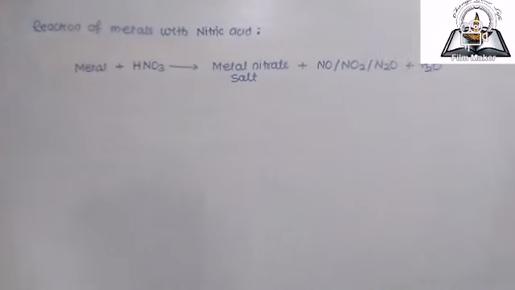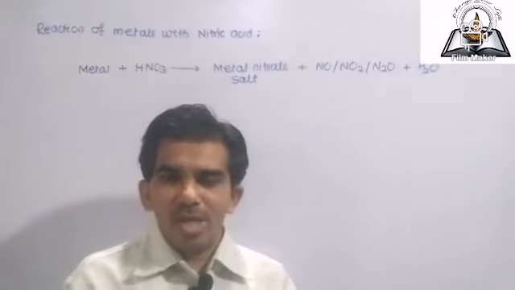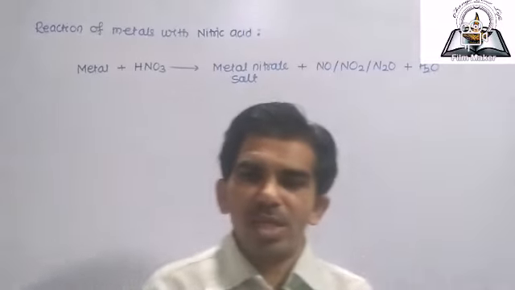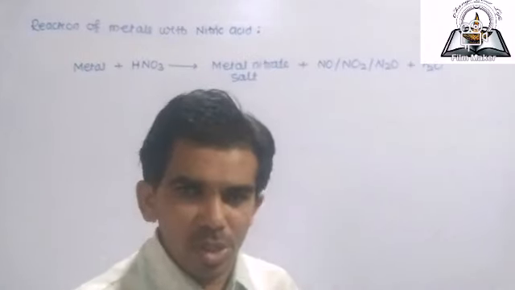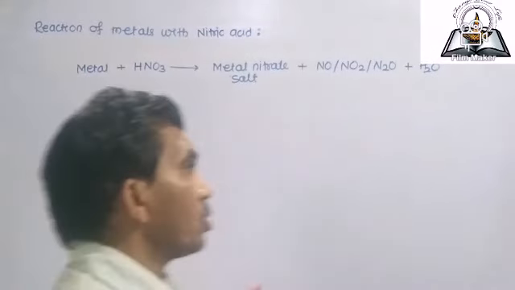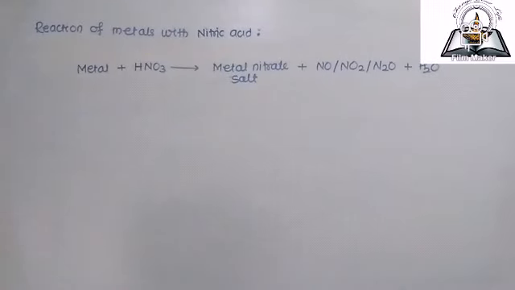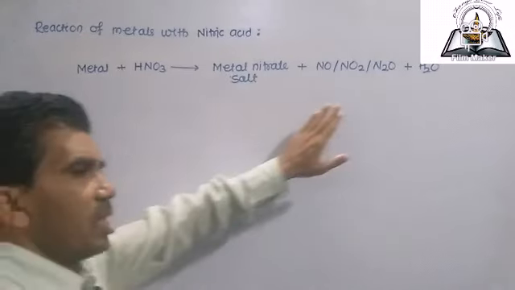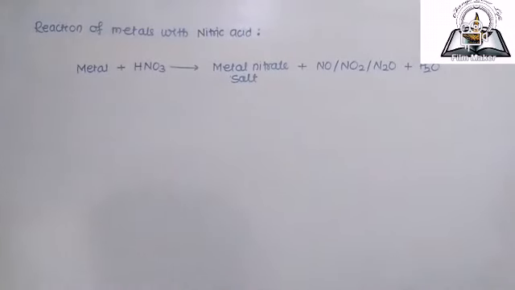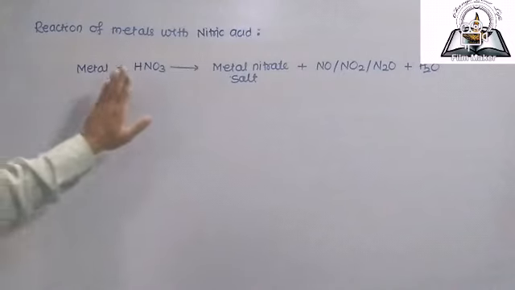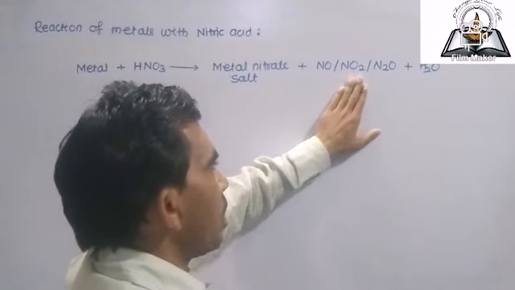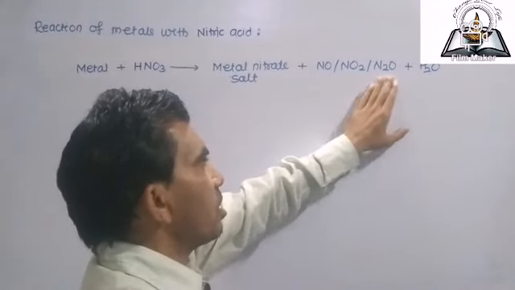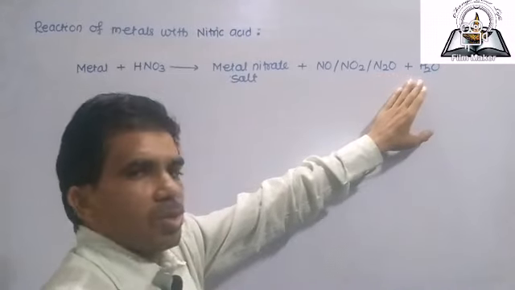But here is an exception, that is manganese and magnesium. When they react with nitric acid, they get converted to metal nitrate with the liberation of hydrogen gas. यह बात ध्यान में रखना है. Magnesium and manganese, when they react with nitric acid, get converted to metal nitrate with the liberation of hydrogen gas. Any other metal, when it reacts with nitric acid, gets converted to metal nitrate salt along with nitrogen monoxide, nitrogen dioxide, or N2O along with water.